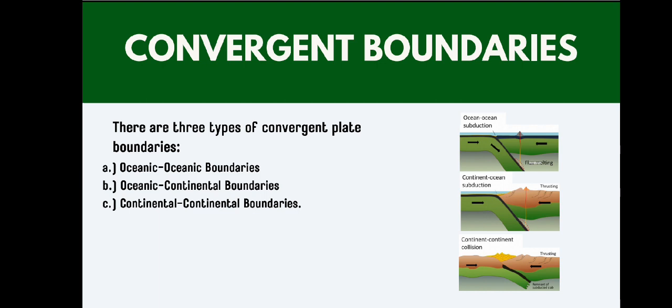They are all convergent boundaries, but they are different in occurring places. Oceanic boundaries only occur under the ocean. Oceanic-continental boundaries occur between the water and the land, and continental boundaries is when an earthquake occurs only on the land.